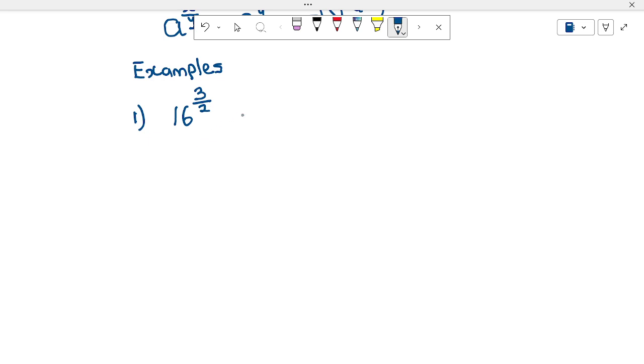Can somebody work this for me? What will it be? So we have the square root of 16, everything raised to power 3. What's the square root of 16? What will you multiply 2 times to give you 16? It is 4, right? Good.